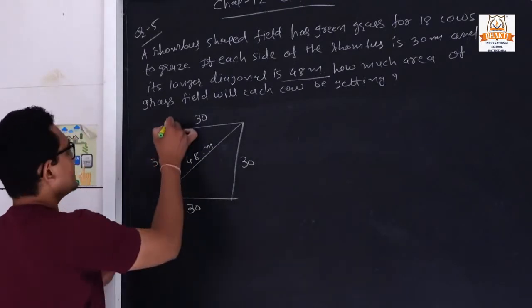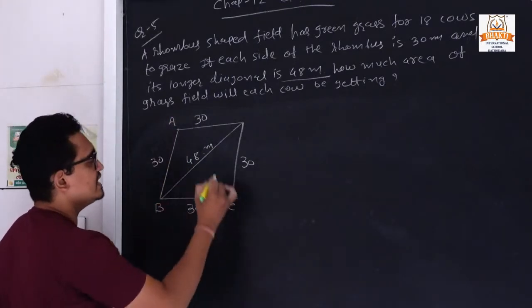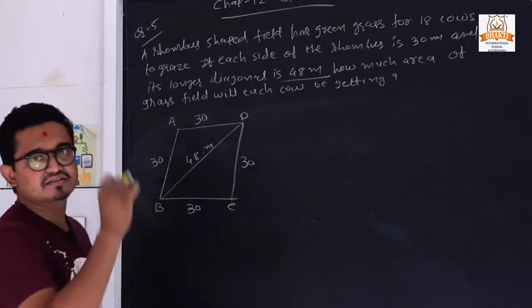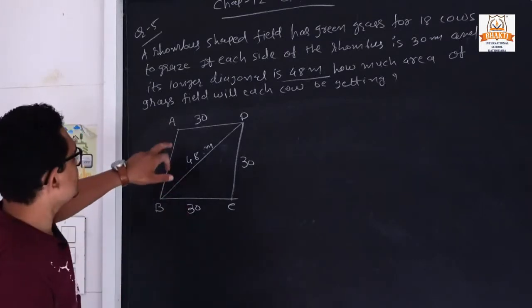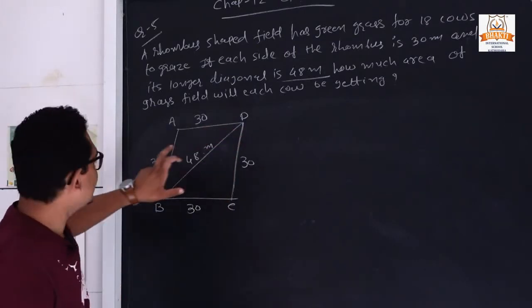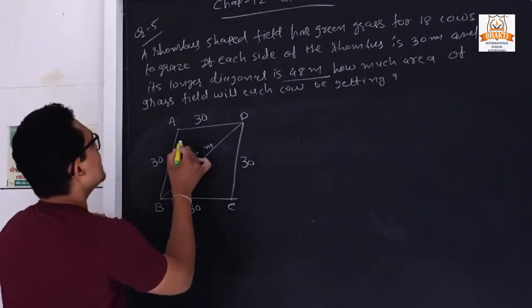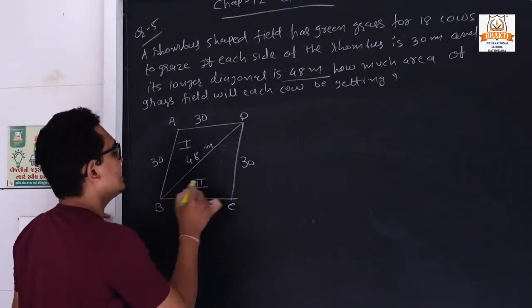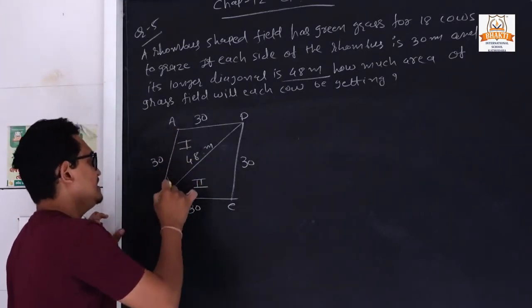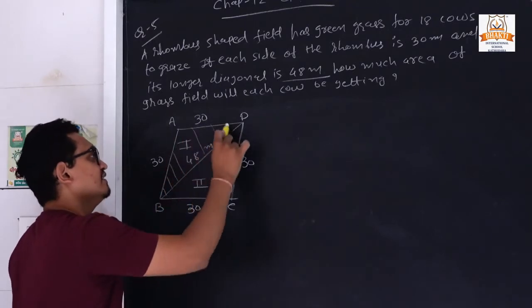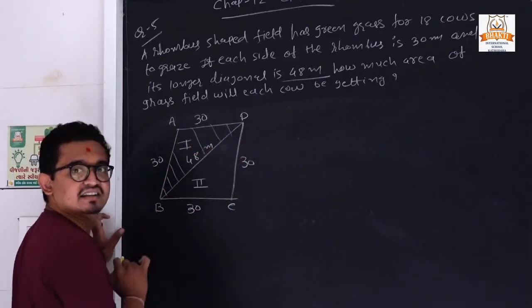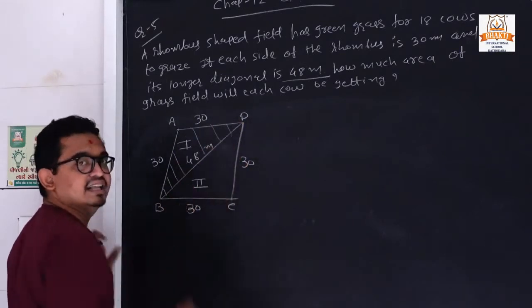So first of all, we can give it the names A, B, C and D. So we have one rhombus whose name is ABCD, and we can divide the rhombus into two triangles. It is the first and the second triangle. See, the first triangle is ABD, the second is BCD.